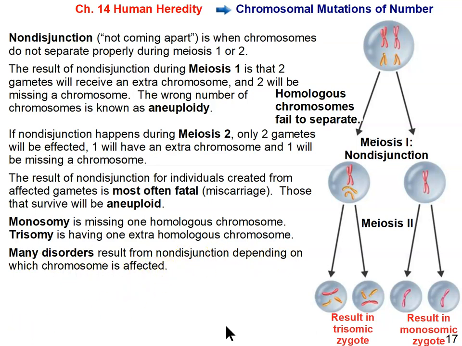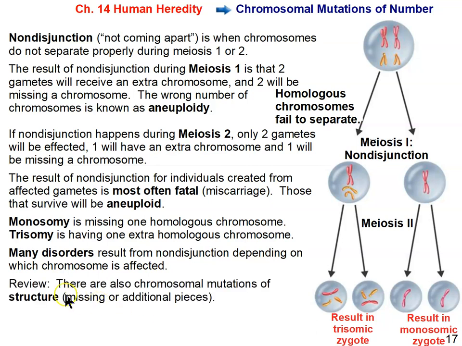So I started out here reminding you that there are gene mutations and chromosomal mutations, and there are different types of gene mutations and different types of chromosomal mutations. The 2 different types of chromosomal mutations are mutations of number, which is what we're looking at here, which causes aneuploidy. But remember, there are also chromosomal mutations of structure.